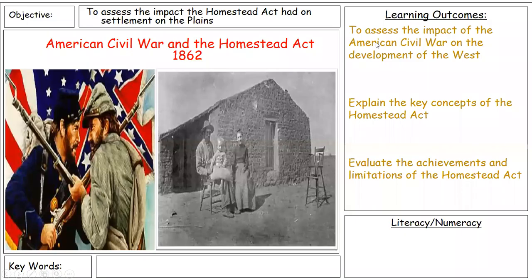Right, okay. Now this is the first lesson in Unit 2 of American West, 1835 to 1895. What this lesson does is focus a little on the American Civil War and then look at one of its consequences, the Homestead Act of 1862. The outcomes of this lesson: you're going to assess the impact of the Civil War, explain the key concepts of the Homestead Act, and evaluate the achievements and the limitations, the things that held it back from being an overall success.